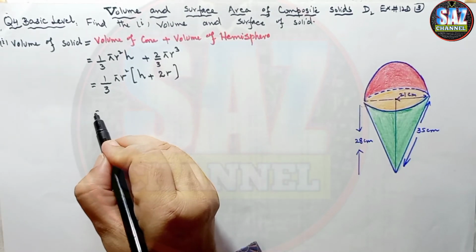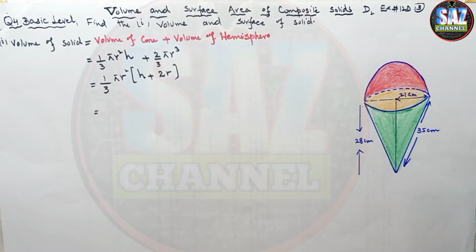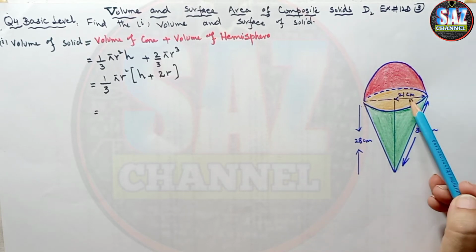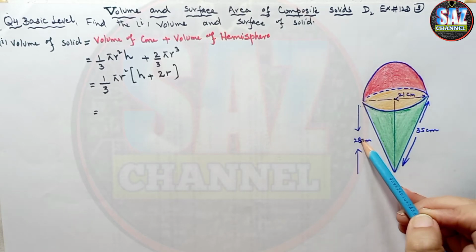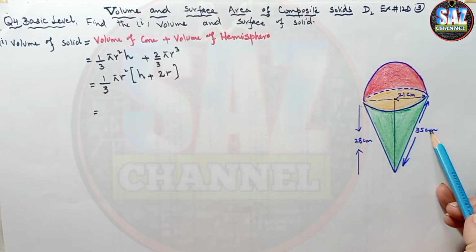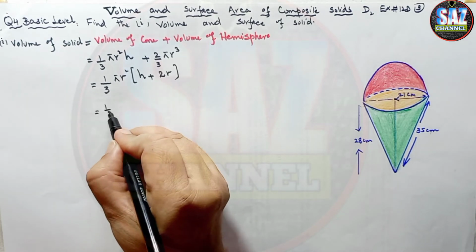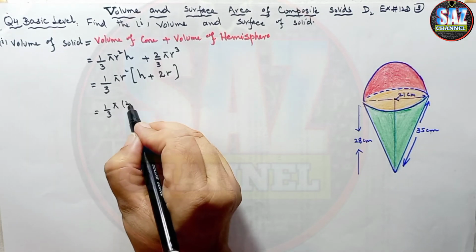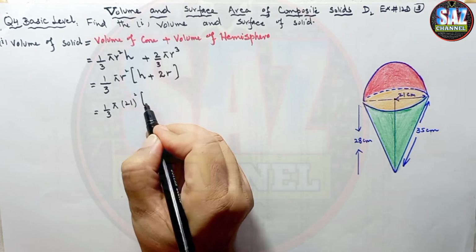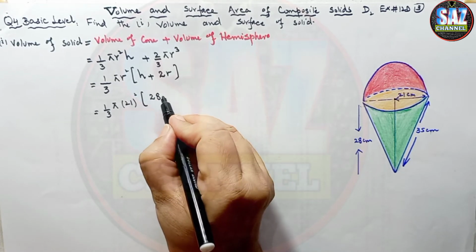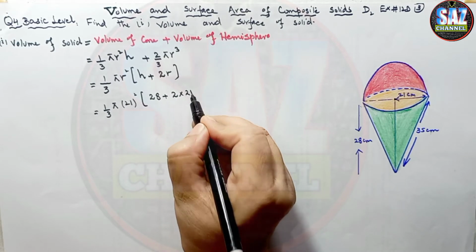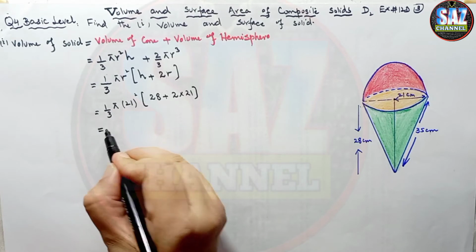Now we have to replace the values, and let me once again confirm the data from the book. The question says the cone has base radius 21 centimeter, height 28 centimeter and slant height 35 centimeter. Yes. So 1 by 3 into pi, radius is 21 squared, and the height of the cone is 28 plus 2 multiplied by 21, and this can give me the answer.